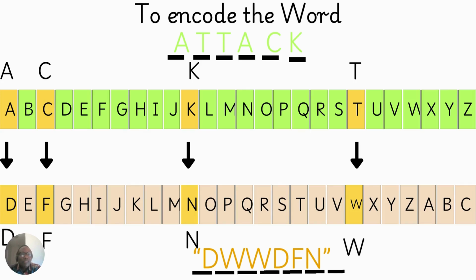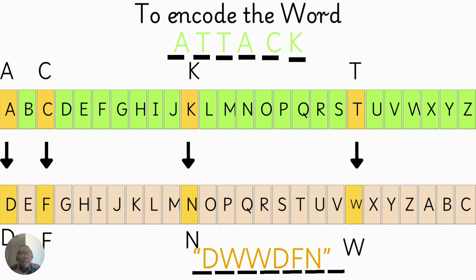So take a minute to look at this and see how it makes sense. Because it's very simple. All you are doing is drawing one letter down to the other letter, and you're encoding what you have at the bottom as your secret message. So therefore, the word attack becomes DWWDFN.